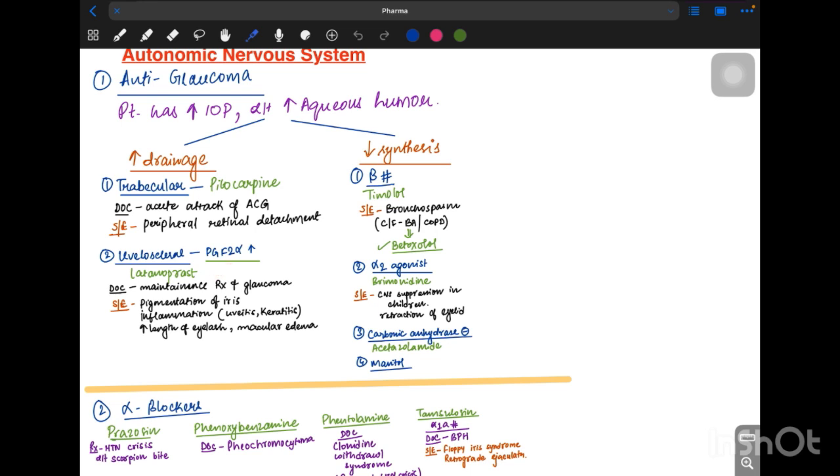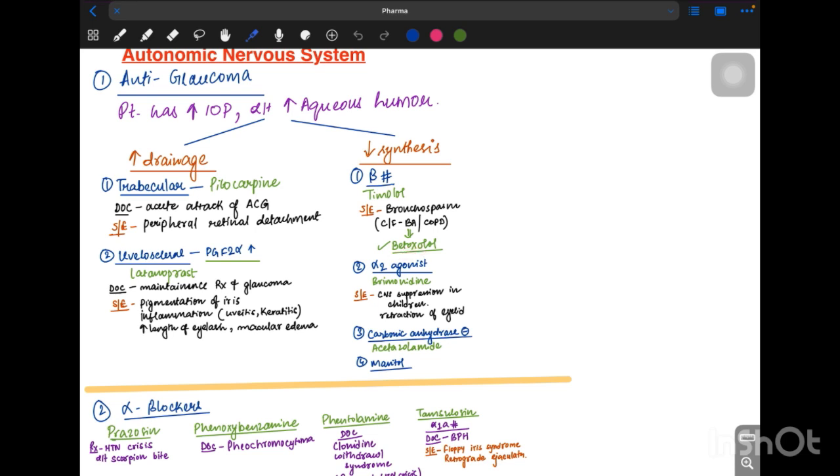Now, coming to the synthesis, which lowers the synthesis of aqueous humor. So if the aqueous humor synthesis becomes low, the intraocular pressure ultimately becomes low. What are the drugs? Beta blocker. Example is timolol. What is the side effect of timolol? It causes bronchospasm, and the contraindication is in which cases we cannot give timolol. We cannot give it in bronchial asthma if the patient is a known case of bronchial asthma or COPD. What do we have to give in such cases? We have to give betaxolol. It is again a beta blocker.